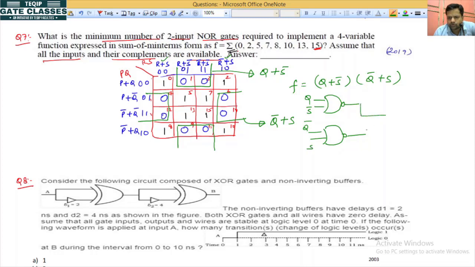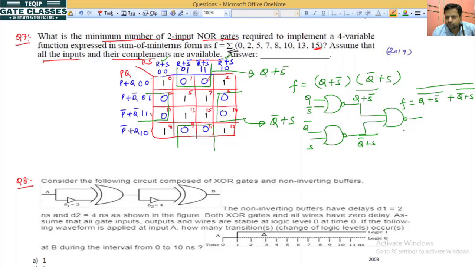Now the output of these two is connected with, see here, it will be (q plus s bar) whole bar. For this it will be (q bar plus s) whole bar. Now what will be the output of this? It will be (q plus s bar) whole bar plus (q bar plus s) whole bar, the whole thing bar.